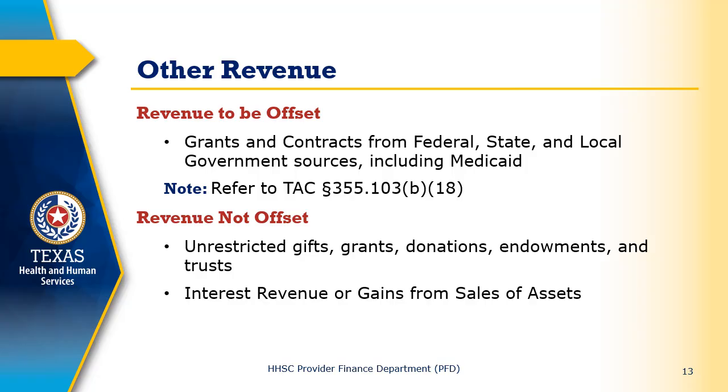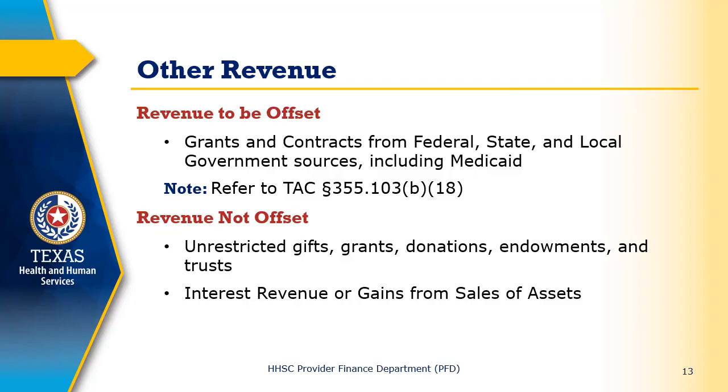Revenues reported under unrestricted gifts, grants, and income from endowments from private sources should include any revenue used to pay for expenses reported from private sources not previously listed. Please refer to Texas Administrative Code Section 355.103(b)(18) for information on the type of revenue that must be offset. Revenues reported under federal, state, and local government sources should include any revenue used to pay for expenses from public or government sources not previously listed.